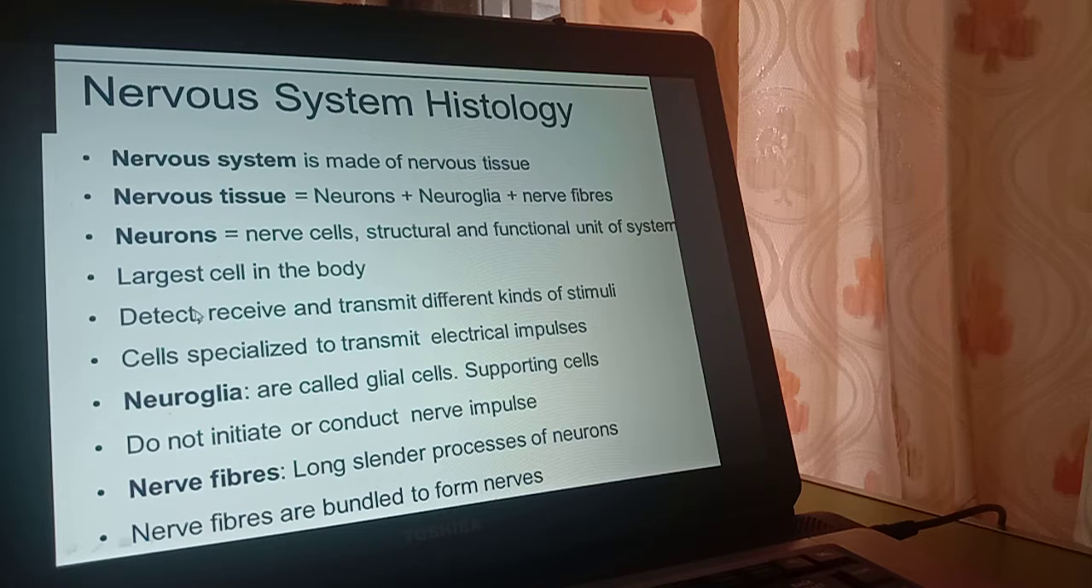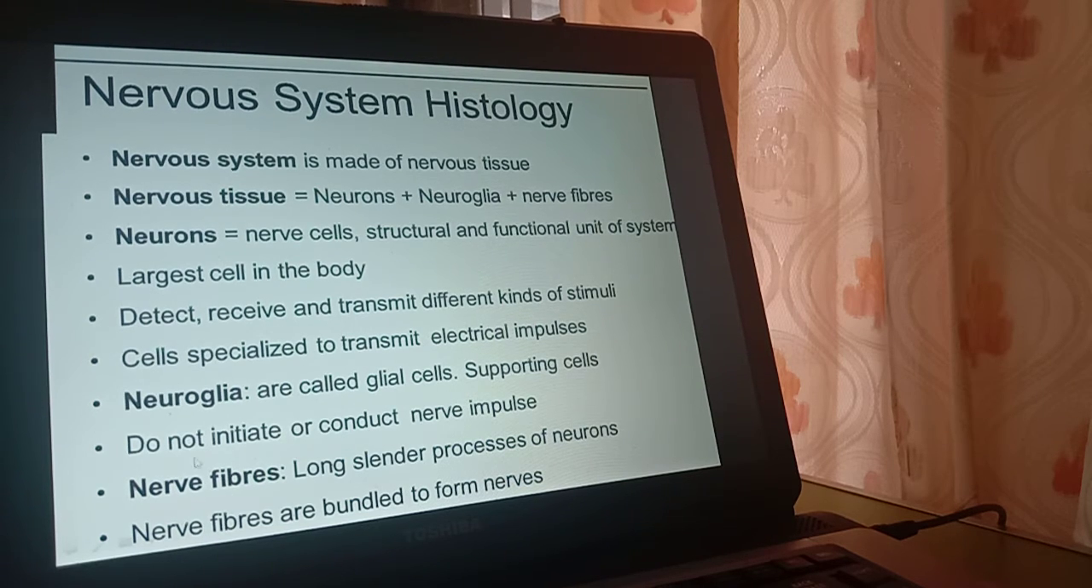Now what is its function? It detects, receives and transmits the stimuli. And then there are specialized cells which transmit these electrical impulses. So they are the neuroglia, which is also known as the glial cells, and they are the supporting cells. Now these do not initiate or conduct any nerve impulses.